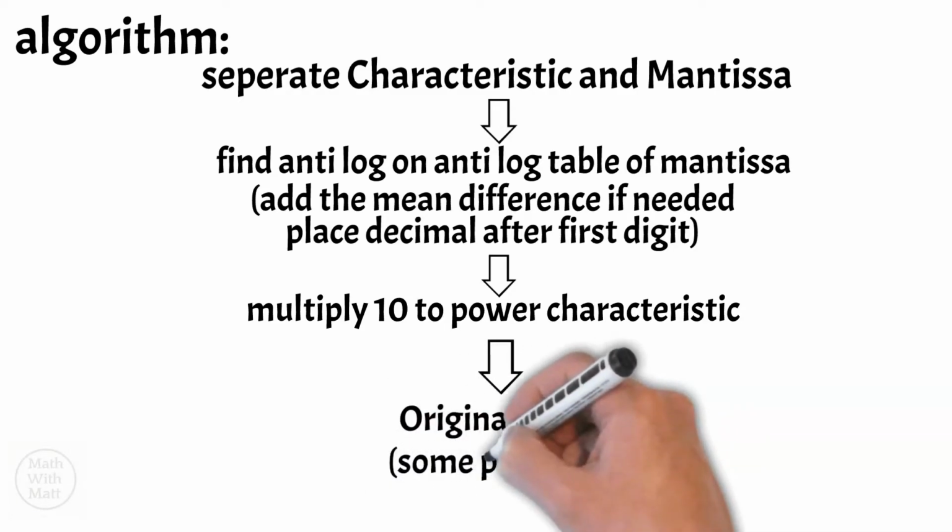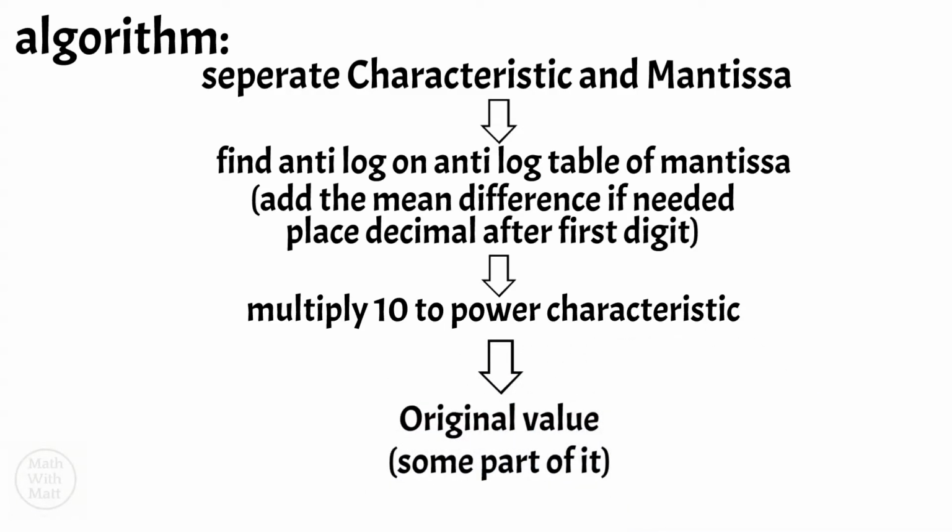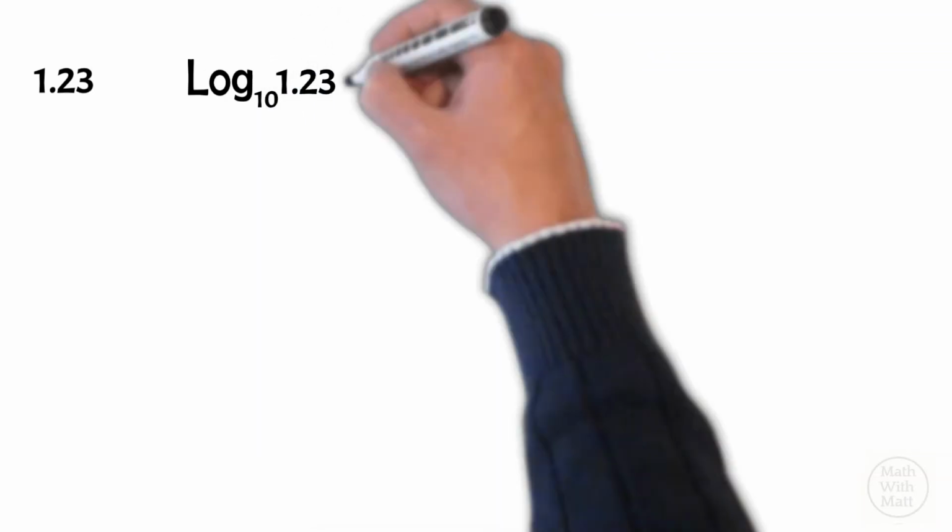But we won't get the original value every time. And why does that happen? We'll be clear in just a moment. Now let's take a big recap. We took a number 1.23 and applied log to base 10 to it, and find its log value as 0.0899. We used the log table to do this. And then we applied antilog to 0.0899 and resurfaced the original value, 1.23.